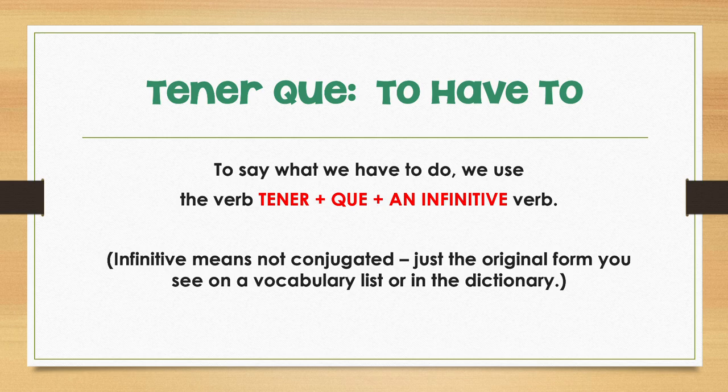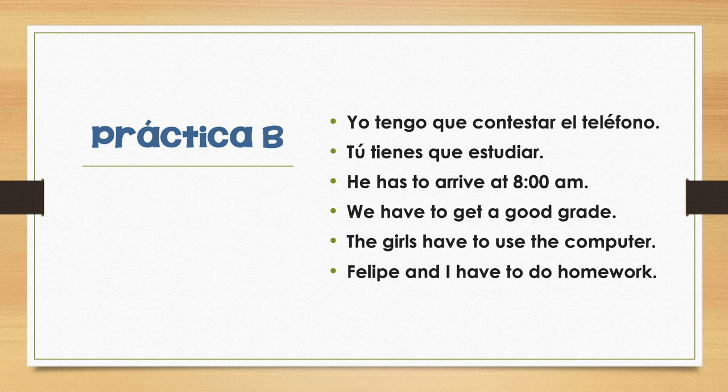To say what we have to do, we're going to use the verb tener, a conjugation like yo tengo, tú tienes, and then the word que. And then the verb that we have to do, we will just leave it as the infinitive. We will not conjugate it. Let's take a look at some examples. Yo tengo que contestar el teléfono. Since contestar is not a noun, I can't just say yo tengo contestar. I have to put the que in there. Yo tengo que contestar. Tú tienes que estudiar.